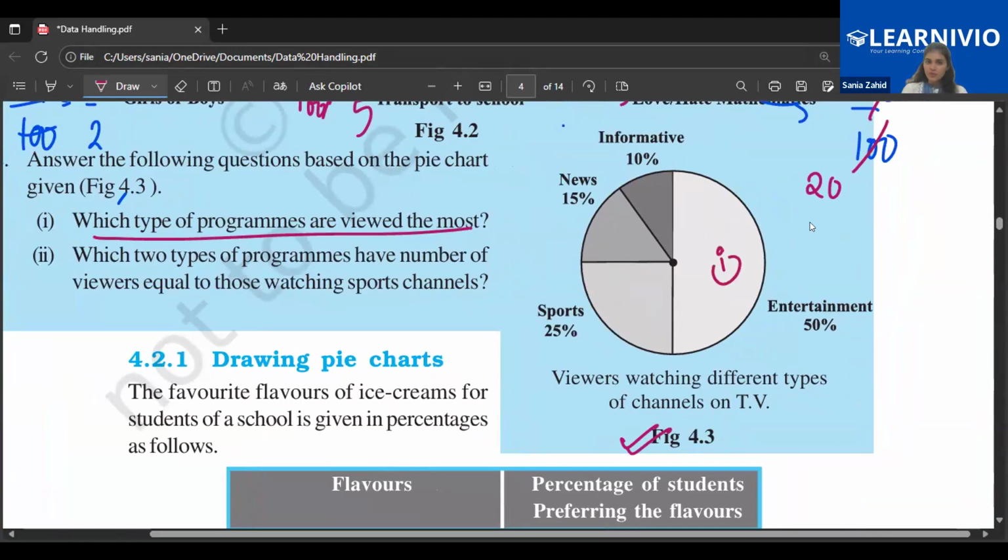Which two types of programs have numbers of viewers equal to those watching sports channel? So sports is 25%. On adding which two programs will you get the number that's equal to sports program? 15 and 10. News and informative. So news plus informative, right? Yes, ma'am.